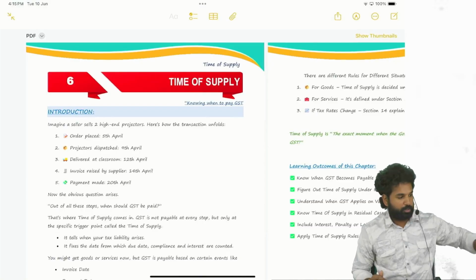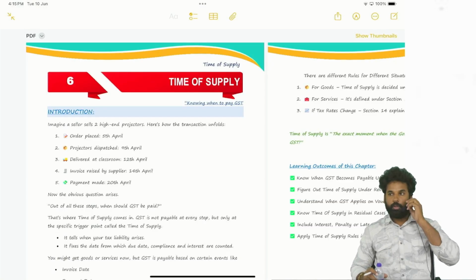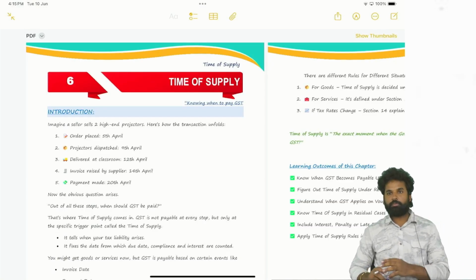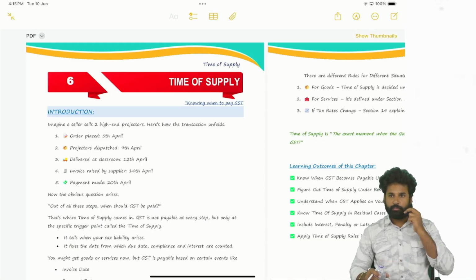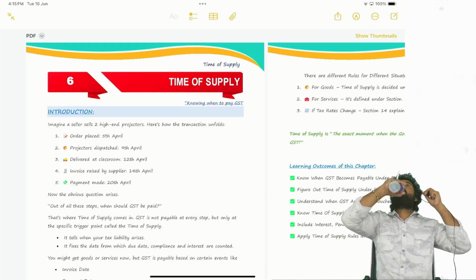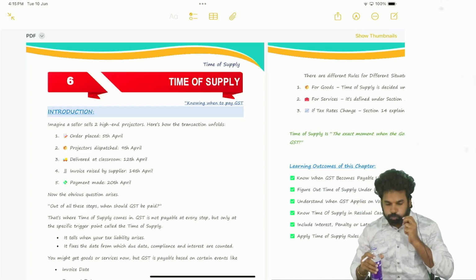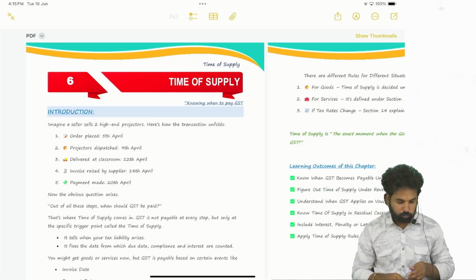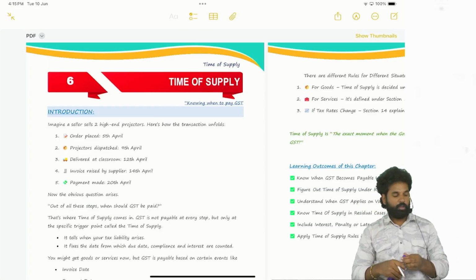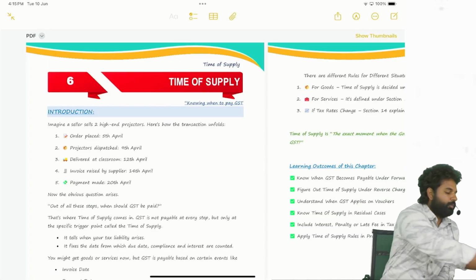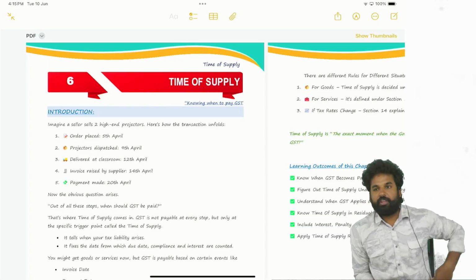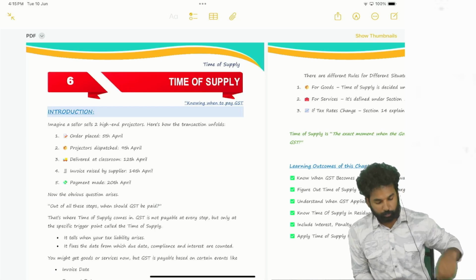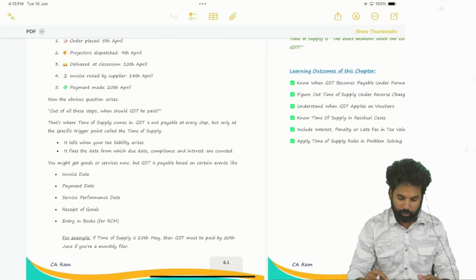Right, value of supply is done. Okay, section 15. Correct? Okay, time of supply section. Sections 12, 13, and 14. In that, mainly we'll discuss 12 and 13.